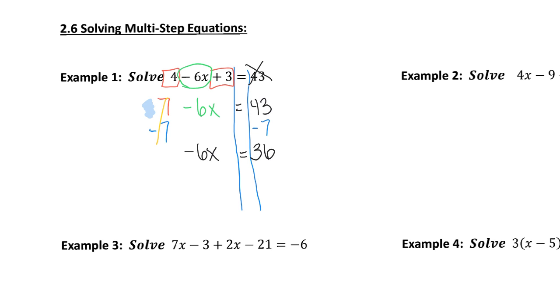And now we still do the opposite operation. Remember, in between these is multiplication. So we do the opposite and we divide both sides. What do you think, a +6 or a -6? Hopefully you're saying a -6 because we want to get rid of that negative sign. When we do that, the 6 and the negative cancel. My x comes down. And then 36 divided by -6 is -6. Okay?